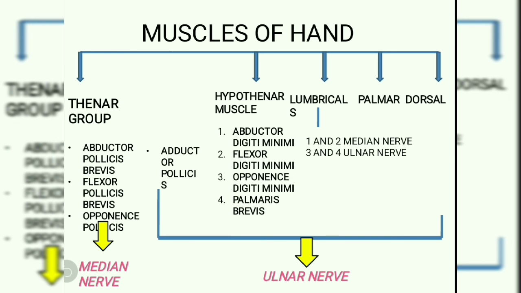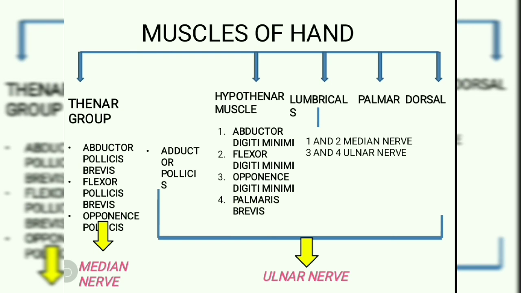Next, muscles of the hand. So, at the muscles of the hand, the thenar group of muscles: there are 4 muscles, and out of these 4 muscles, the first 3 muscles, abductor pollicis brevis, flexor pollicis brevis, and opponens pollicis, are supplied by the median nerve, and the last one is supplied by the ulnar nerve, and all the other muscles of the hand are supplied by the ulnar nerve.